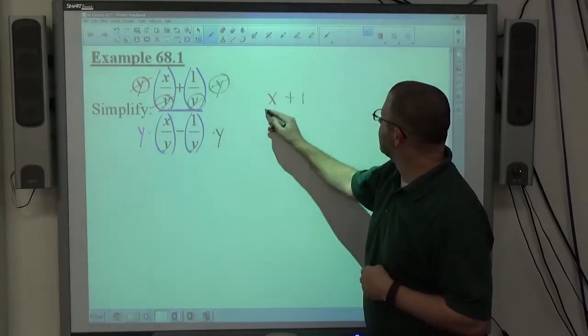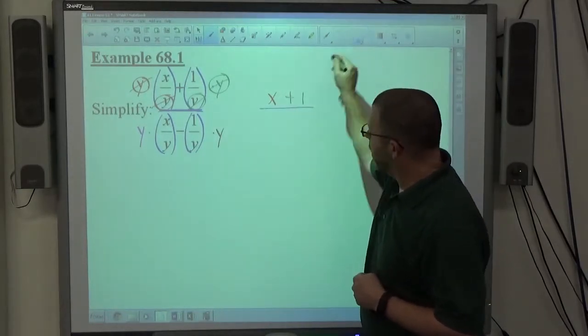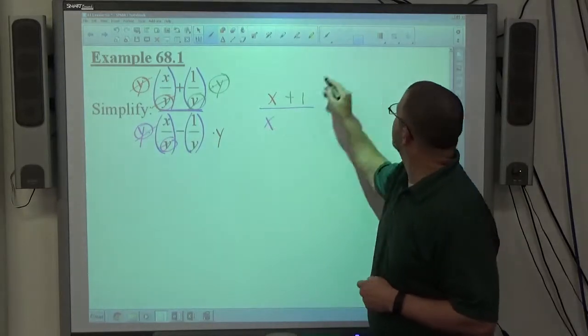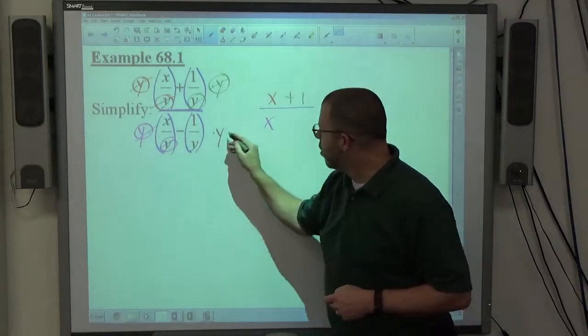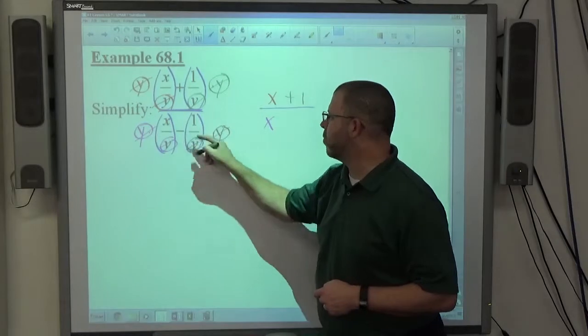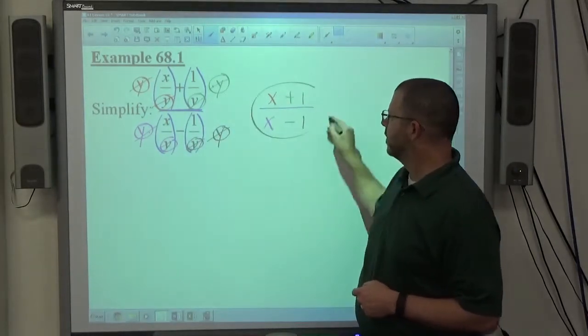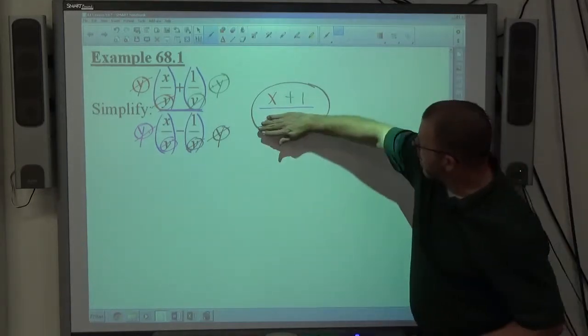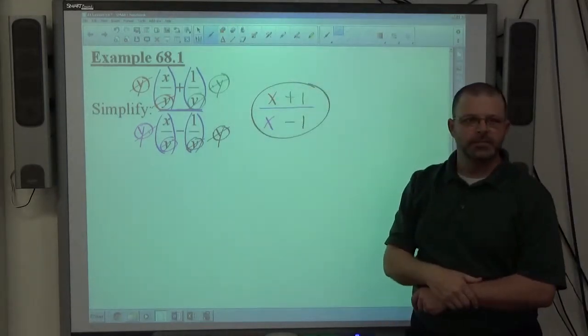On the bottom, y on top, y on bottom cancel, leaving me with x. And y on top, y on bottom cancel, leaving me with minus 1. Once you get it to a simple fraction, non-fractions on top, non-fractions on bottom, you're done.